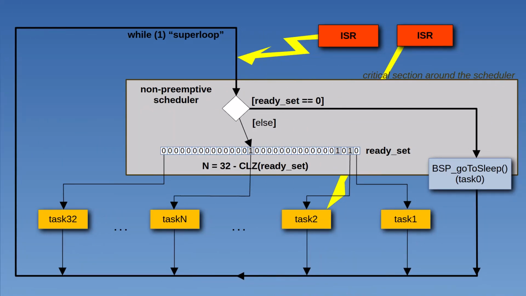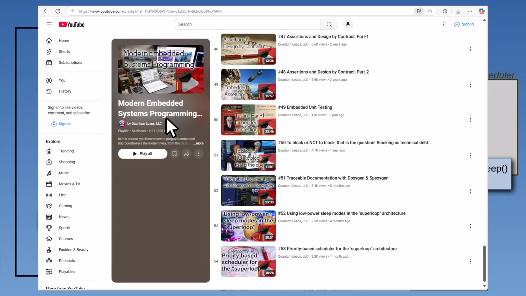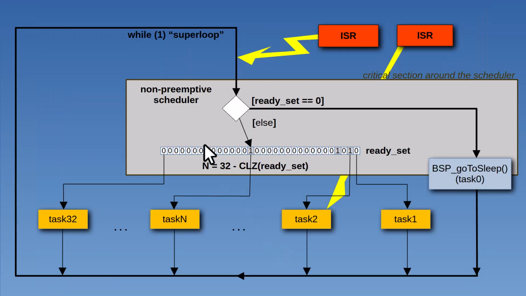Let's start today by reviewing what happened so far. In the last two lessons, 52 and 53, you've built a non-preemptive scheduler for the superloop with interrupts. The scheduler managed up to 32 prioritized tasks and supported a safe entry to the CPU low-power sleep mode. The central element of the design was the ready-set bit mask, where each bit corresponded to a task in the system. A 1 bit represented a task ready to run, while a 0 bit represented a task not ready to run. The scheduler was engaged in every pass through the superloop.